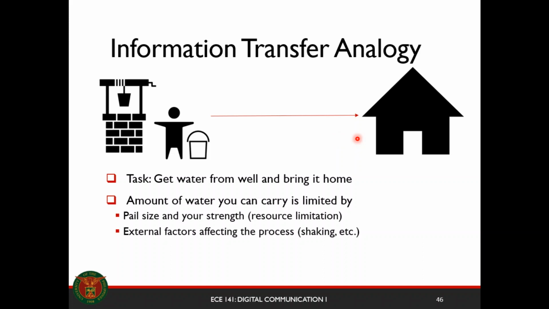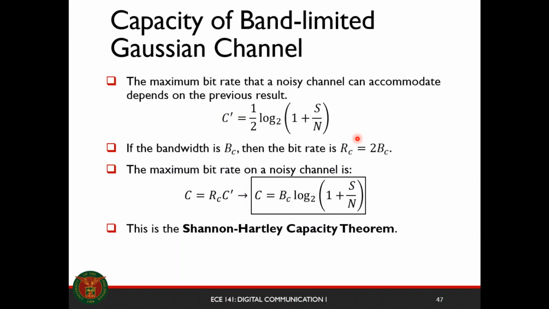Okay? So that is where the formula of the band-limited Gaussian channel comes from. So C prime is equal to this. If we multiply this by the data rate, RC, which is mainly twice your bandwidth BC, the channel capacity is equal to this equation right here. And this is the Shannon-Hartley capacity theorem.